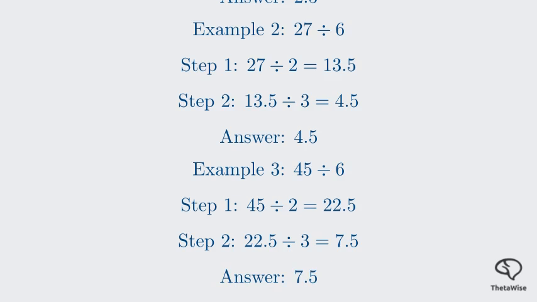This shortcut works every time, because dividing by 2 and then by 3 is mathematically equivalent to dividing by 6. It's a great way to find decimal answers quickly. We can apply the same logic to division by 12. Our objective is to learn a shortcut for finding the decimal answer for division by 12.